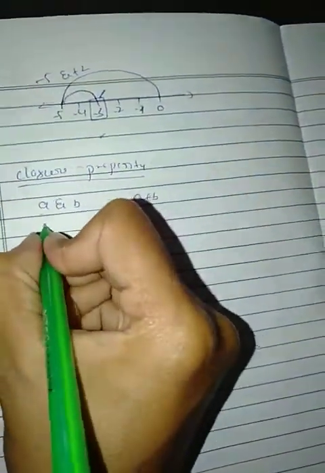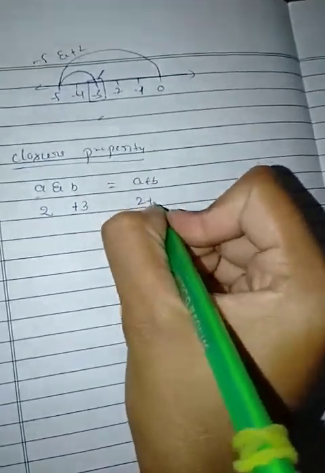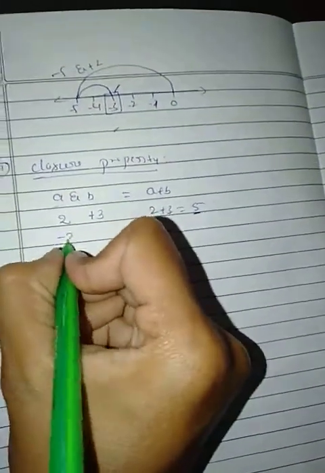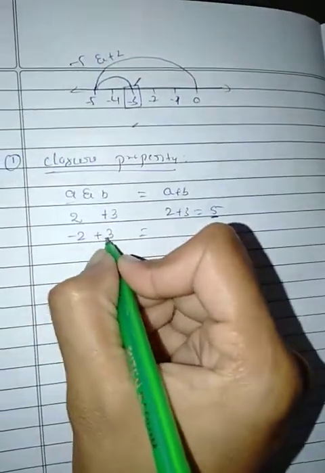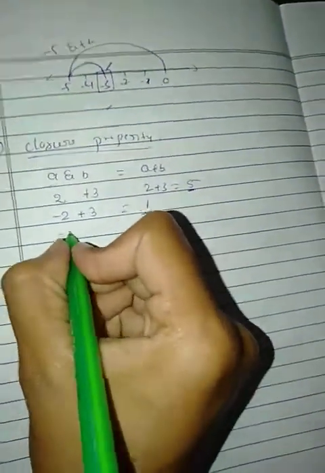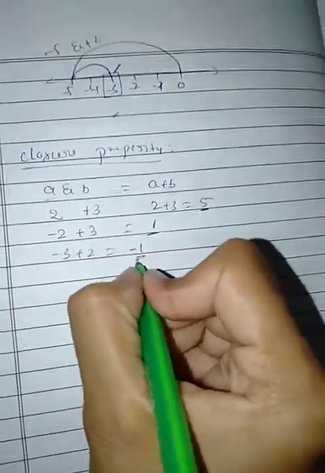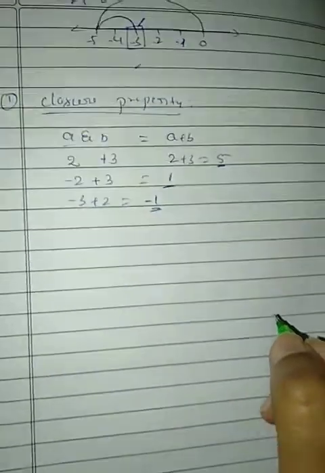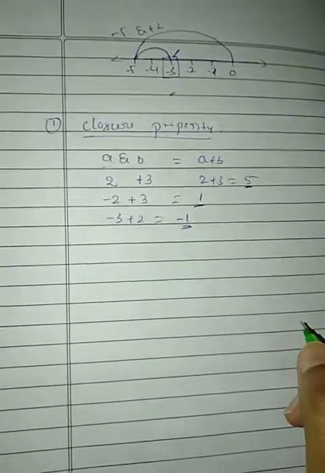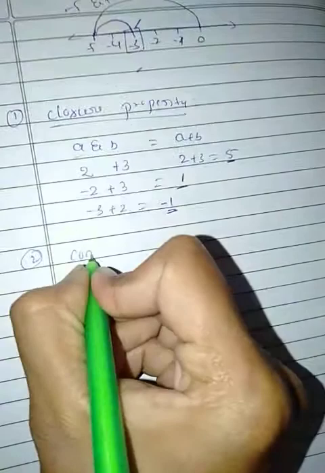For example, 2 is an integer and plus 3 is an integer. When you add 2 plus 3 we get 5. 5 is also an integer. If you take minus 2 and plus 3, we will get 1. So 1 is also an integer. Or if you take minus 3 and plus 2, the minus 3 plus 2 is minus 1. Minus 1 is also an integer. So the closure property says that if you add any two integers, then their sum is also an integer. The next property is commutative property.